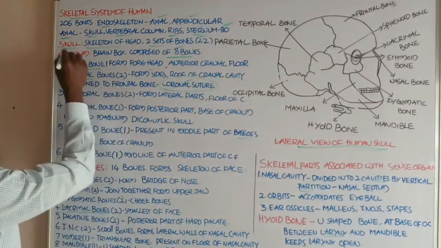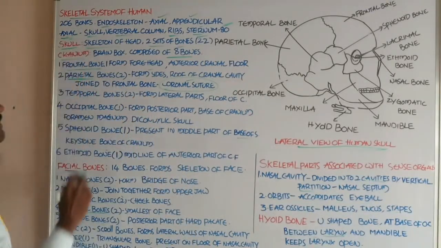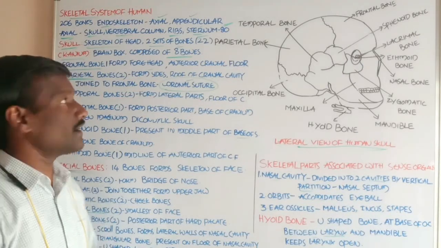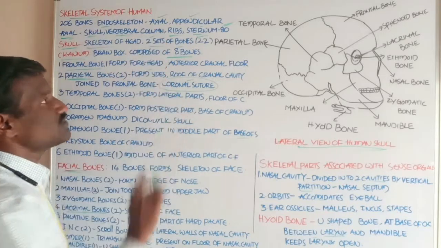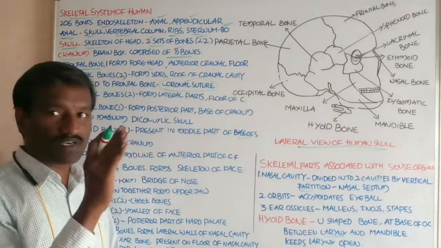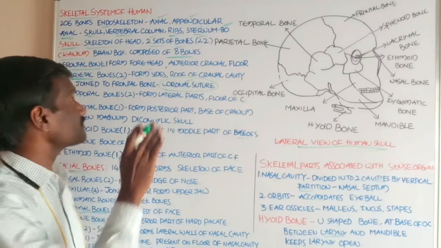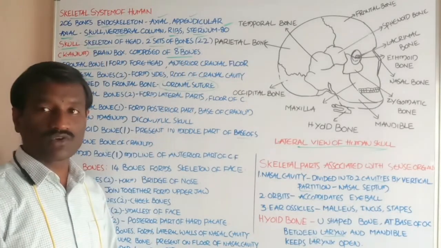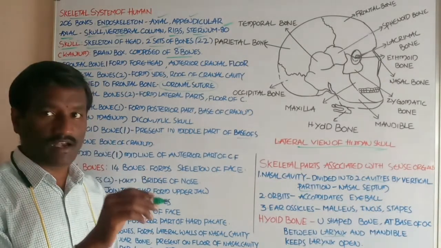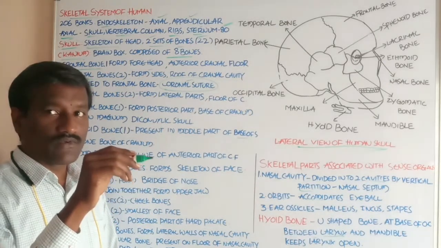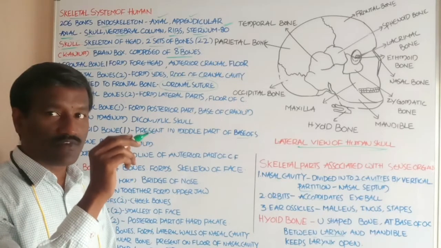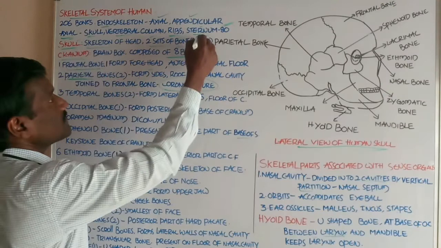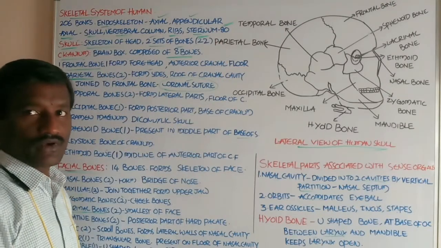Okay, student. Next, another one is the skull. The skull is the skeleton of the head, and it consists of two sets of bones. Two sets of bones are present in the skull region. These are the cranial bones, which are present in the cranium. Second is the facial bones, present in the facial region. Student, in total the skull consists of 22 bones.